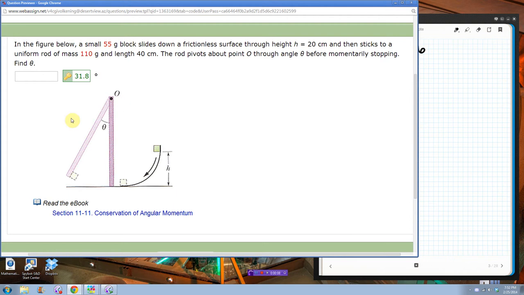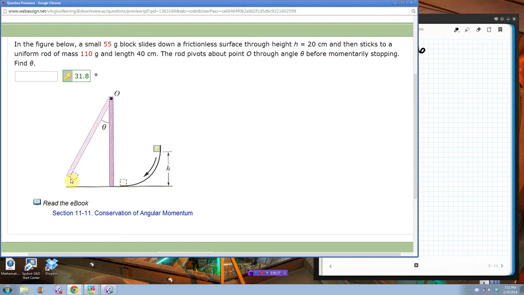This is HRW911P066. It says in the figure below, a small mass slides down a frictionless surface through a certain height and then sticks to a uniform rod, gives you mass and length. The rod then pivots about a point O through an angle theta before momentarily stopping. Find theta.